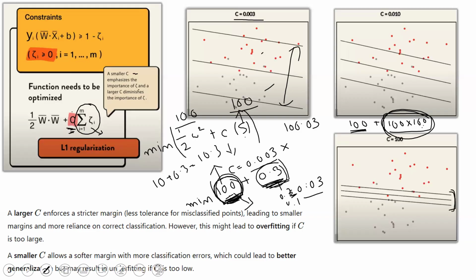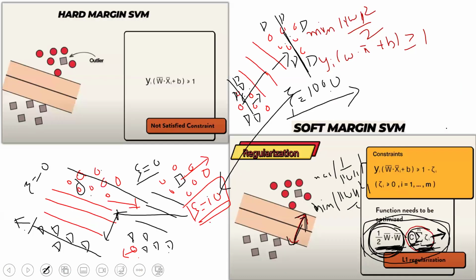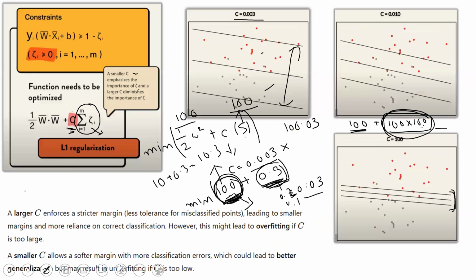So when does the slack reduce? When everything is classified on the right side. When will everything get classified on the right side? When the margin is too low. You have seen one case where the margin is too low. In this case, the margin is too low, which means everything is classified on the right side. So more emphasis is given on being right. It will not allow more misclassifications when C is large.